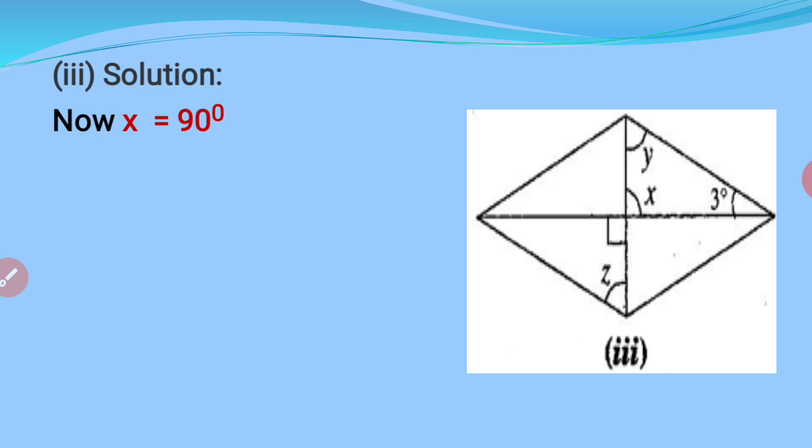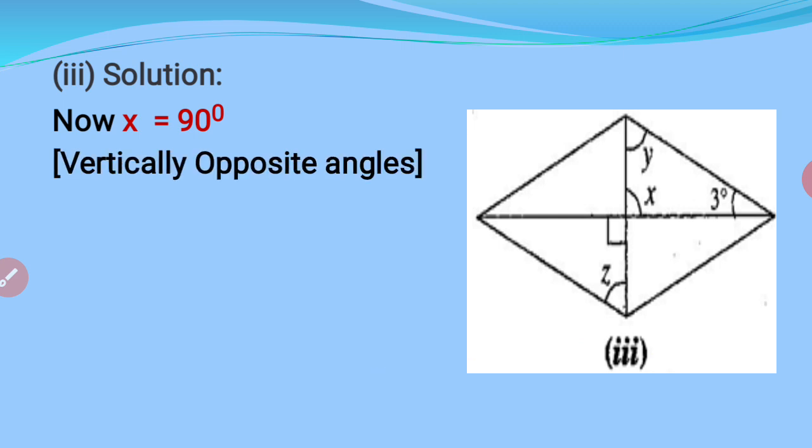Again, one angle is known to us, that is 30 degrees. It's not 3, it's 30 degrees. Moreover, by using the vertically opposite angle property, we can say that x is equal to 90 degrees. Here, this is 90 and this, they are vertically opposite angles. So, we conclude that x is equal to 90 degrees.